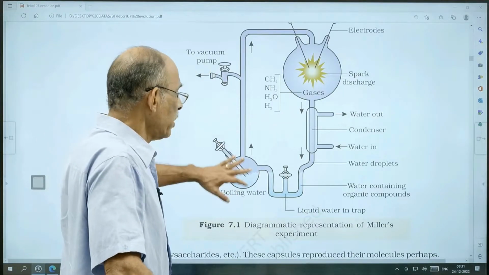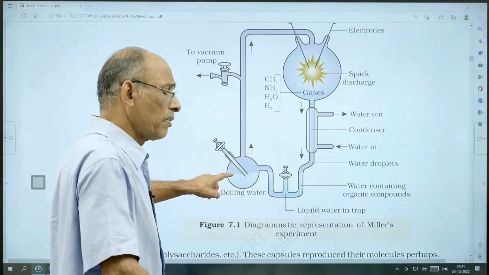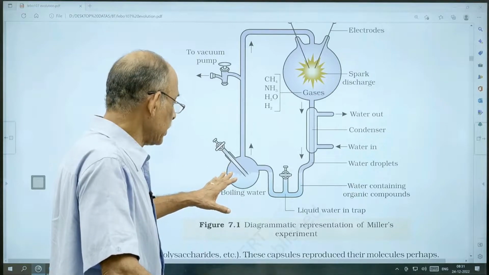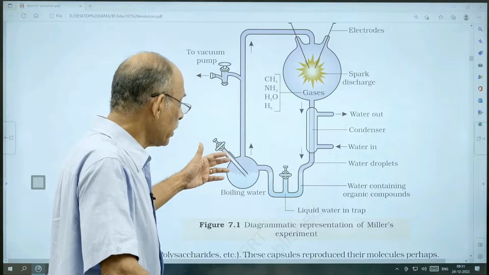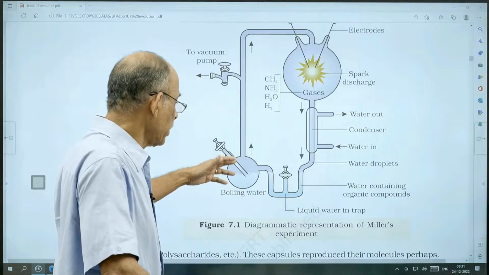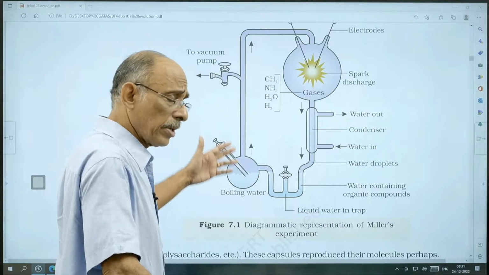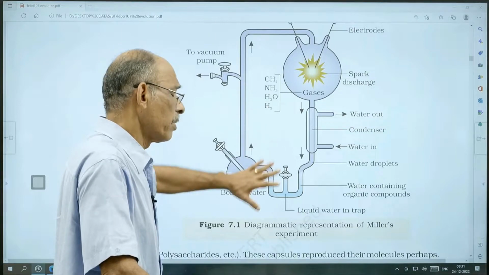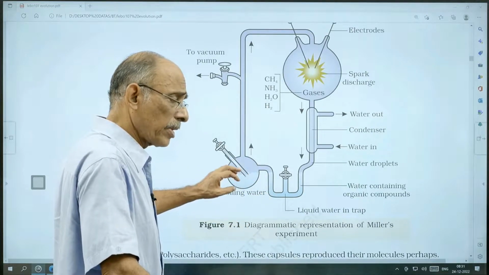After a few days, he stopped the experiment and collected some material from here, and from that material he got amino acids. Similar experiments were conducted by other scientists using other chemicals, and they got sugars, nitrogen bases, etc. Meteorites were also analyzed. Chemical analysis of meteorites gave almost similar results, and the end products were similar types.